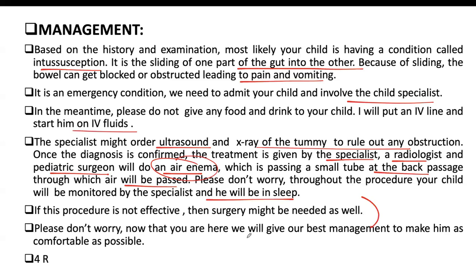Then lastly, finish with the reassurance sentence that we talked about. It will be the same for every case. You can always use a similar kind of reassurance, especially for anything which is an emergency. Okay, so have something in your head that you want to say in this kind of situation, so that in the exam you don't need to think about what you're going to say. Okay, so any questions, guys, with the intussusception management?